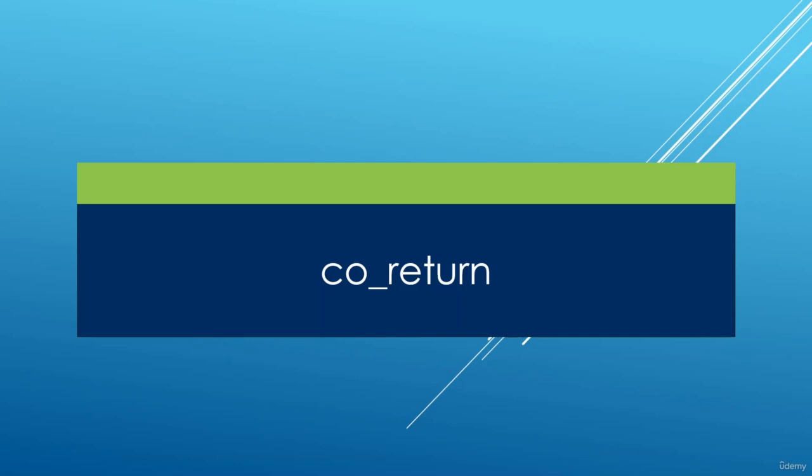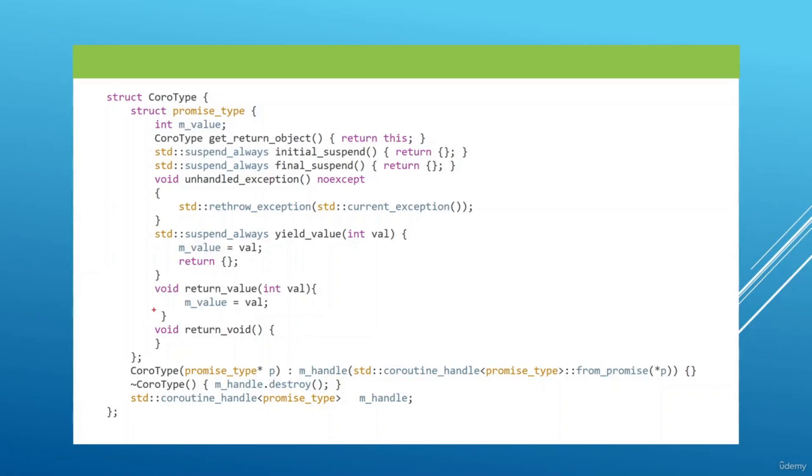In this lecture, we're going to build on top of what we did in the last two previous lectures and make our coroutine type support the co_return operator. Now, to support the co_return operator, all you have to do is put in return_value methods in your promise type. And this is what you see here.